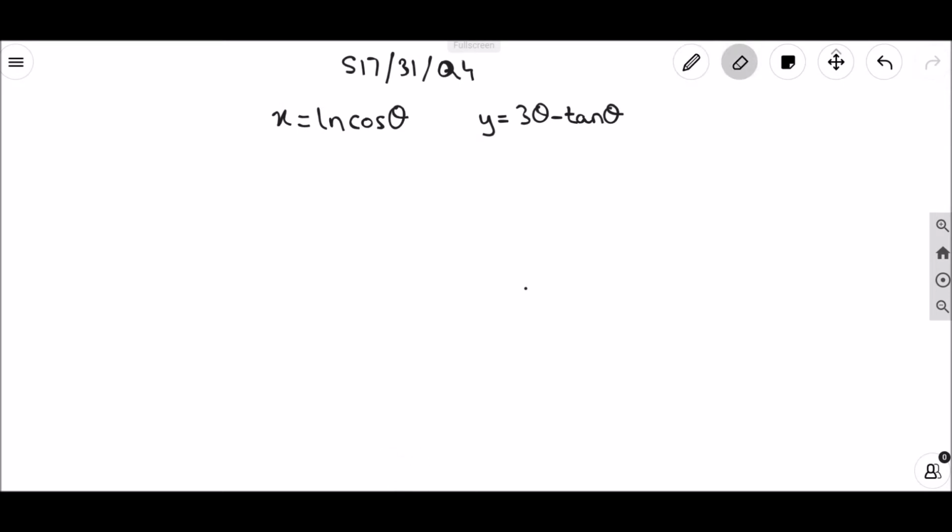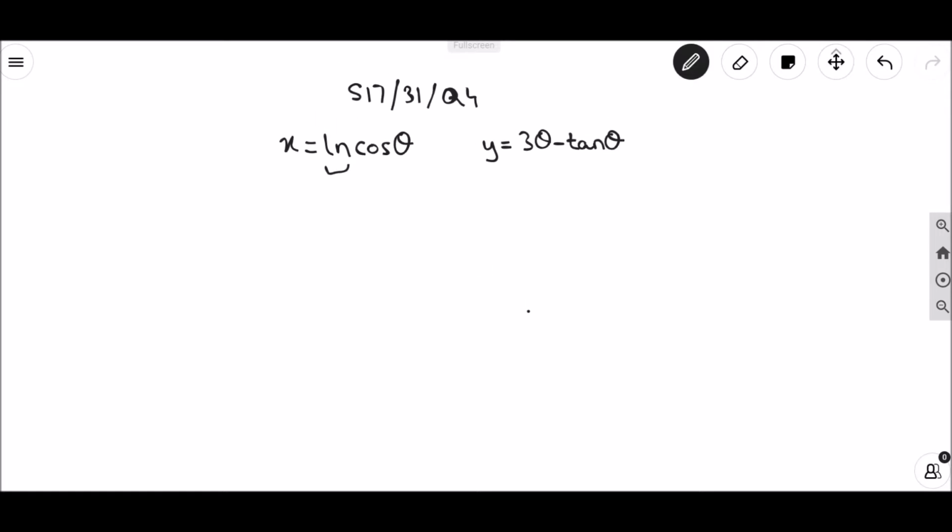Now, I've written down the equations here, so we need to find the derivative of x first, then we'll find the derivative of y. To find the derivative of x, we know the rule for finding the derivative of any ln function. Let's just write the rule right here. So this is the ln of any function, and this is our rule for finding the derivative of a ln function.